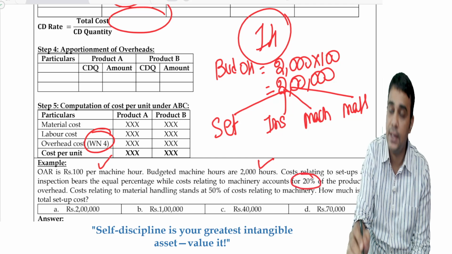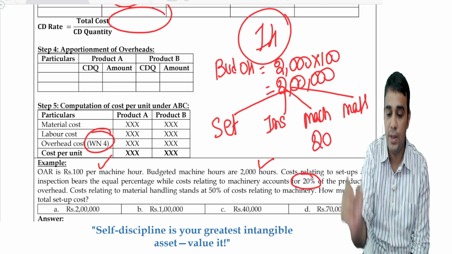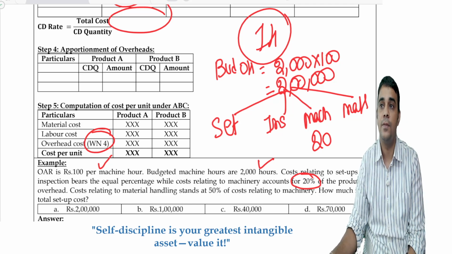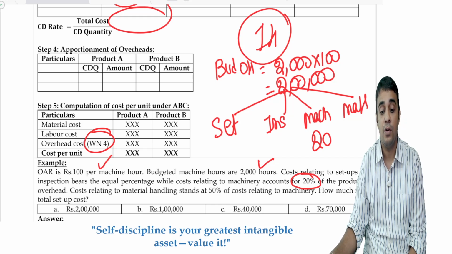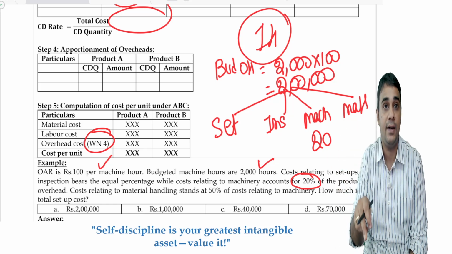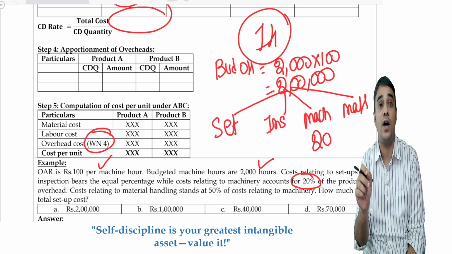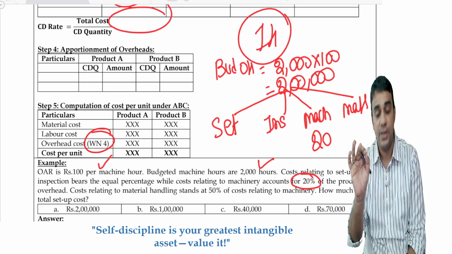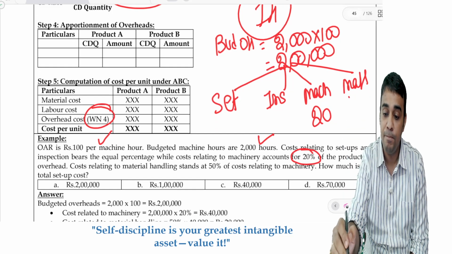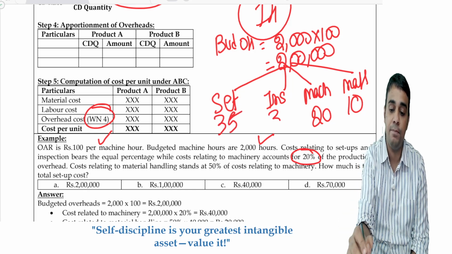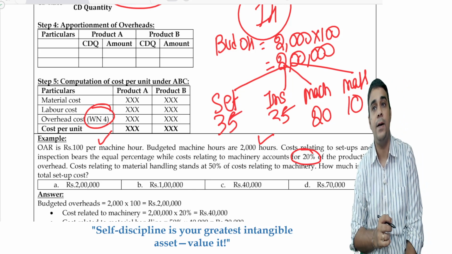Machinery accounts for what percentage? Machinery is 20%. Material handling how much? Read it carefully. 50% of machinery cost. Machinery is 20, so material handling is 10. It says 50% of cost relating to the machinery, not overall cost. So this will be 10. Balance is 70. In this, 35 setup, 35 inspection, and this has come in exam.